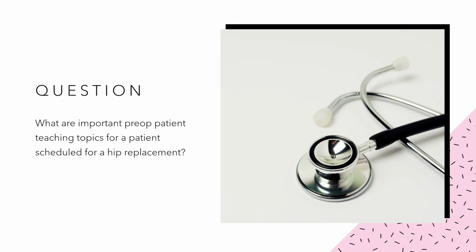We'd want them to use an elevated toilet seat, use a shower chair, use pillows between their legs, and keep the hip in a neutral position when walking, sitting, or lying.